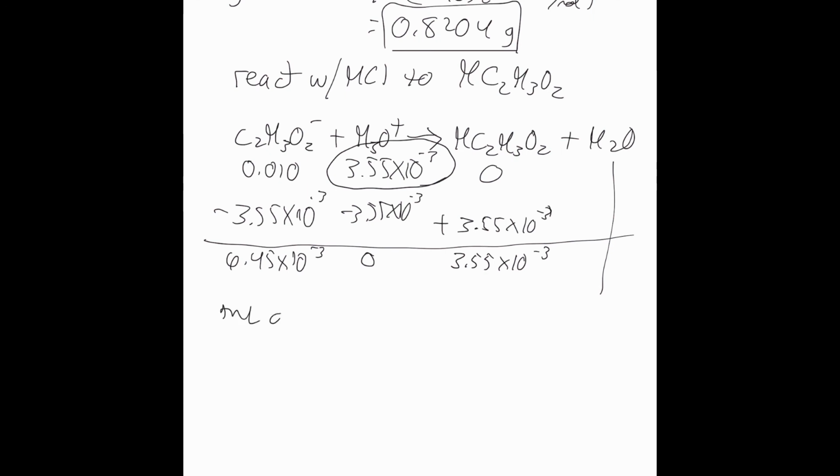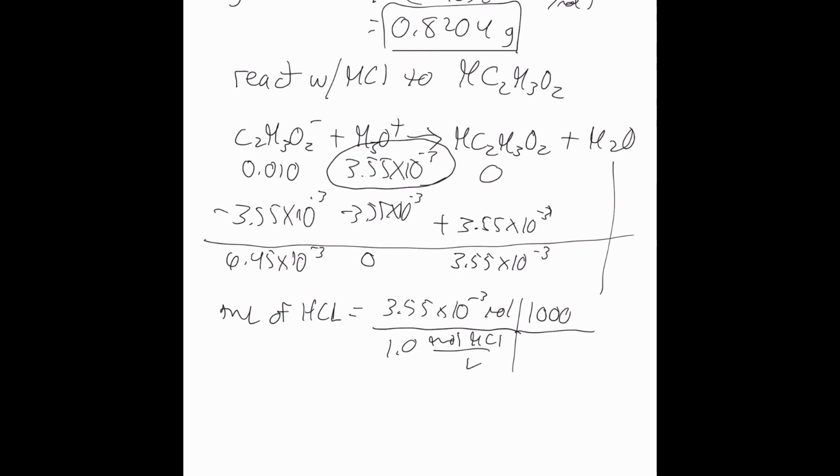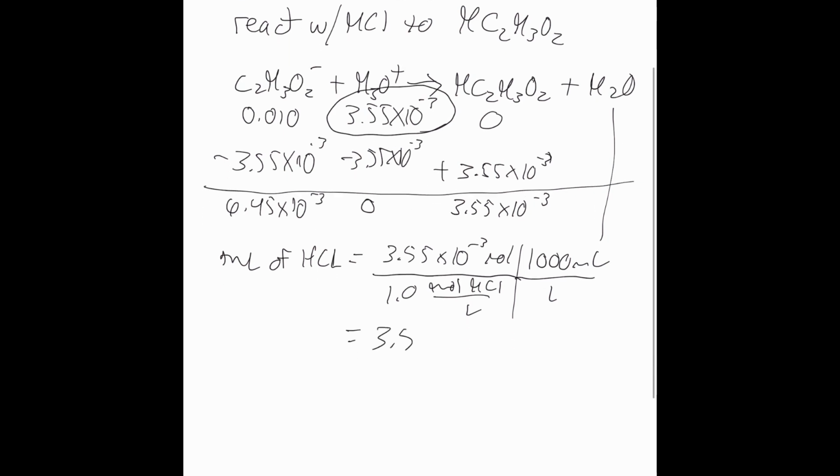So our milliliters of HCl is then simply 3.55 times 10 to the minus 3 moles divided by 1, because the concentration was 1 molar, 1 mole of HCl per liter. And then, if you want, we'd multiply this by 1,000 to get milliliters. I didn't do this the last time, but I'll do it this time. And if we do that, we end up with 3.55 milliliters of 1 molar HCl.